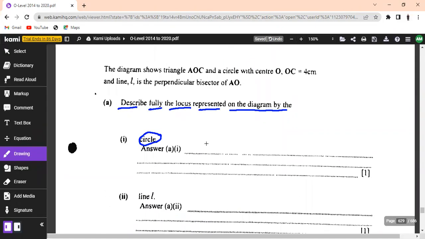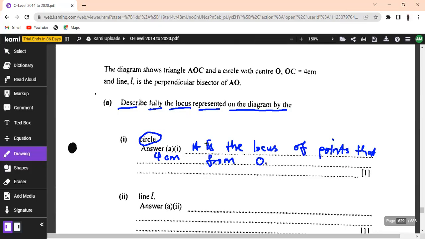So the locus of a circle, you can write it as the locus of points that are 4 centimeters from O, which is the fixed point, which is the center. Like if you are given, maybe, 2 centimeters from a point like this, A is a point, you draw a circle from that point A which is 2 centimeters in radius. So that's how you describe a circle.